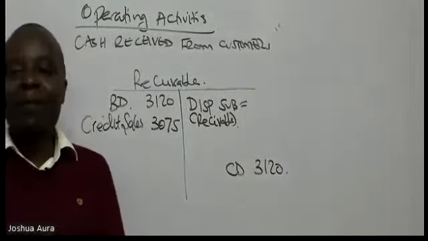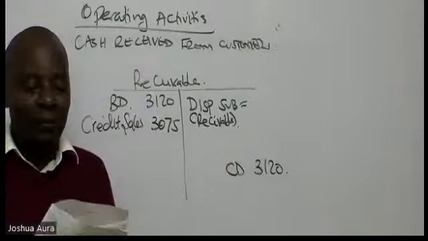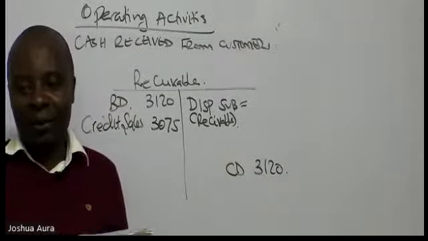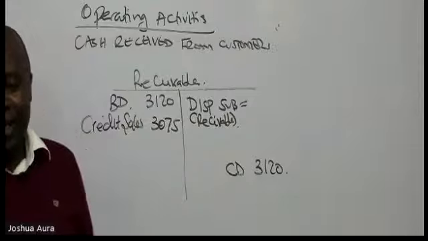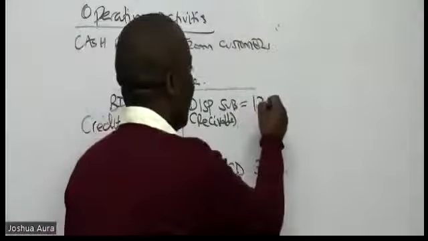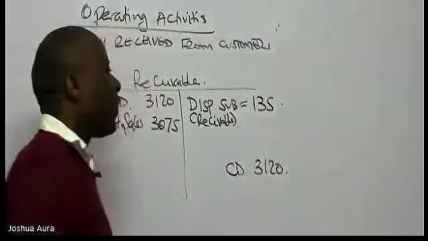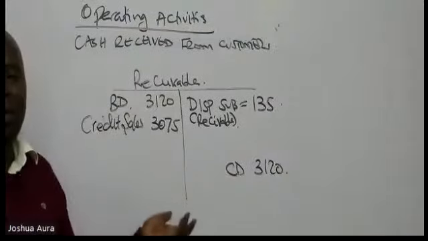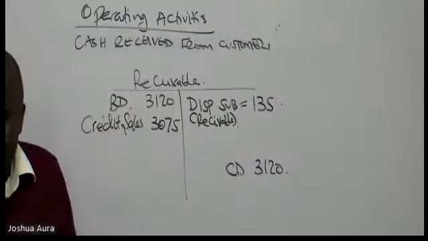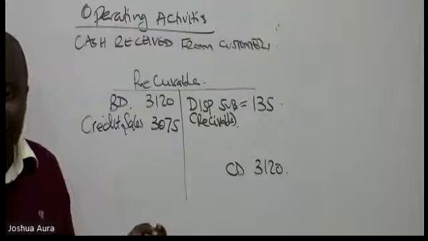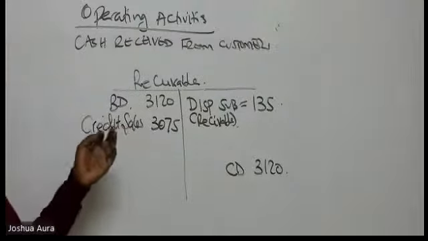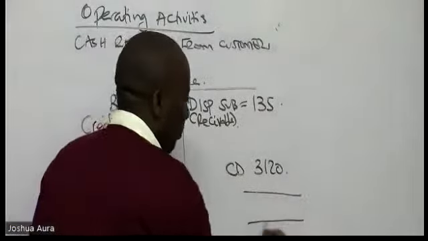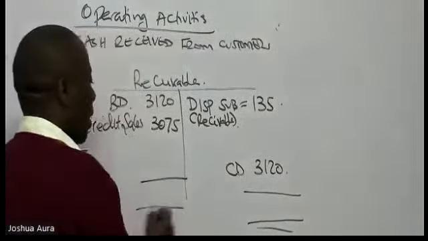So for the disposed subsidiary, from note number 3, are you able to see the receivables there? 135. So, ladies and gentlemen, if there are not many transactions affecting our receivables account, come and close this account.